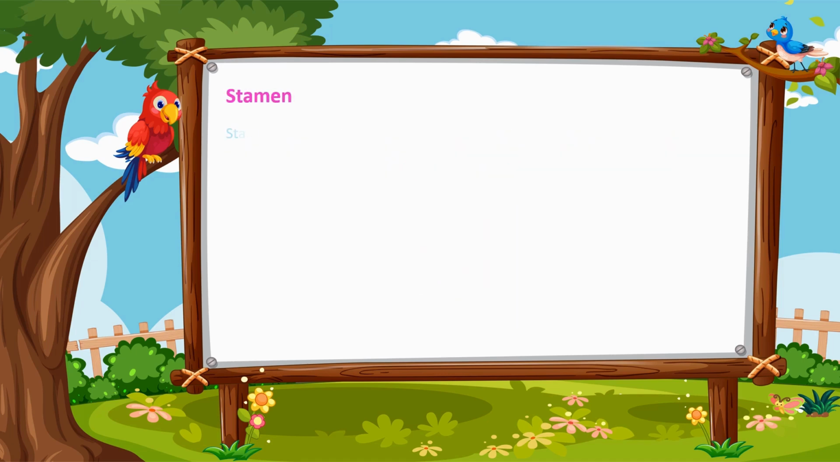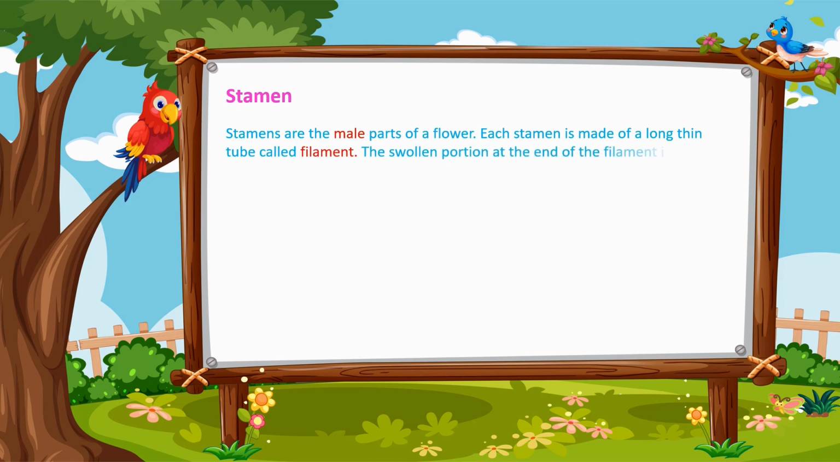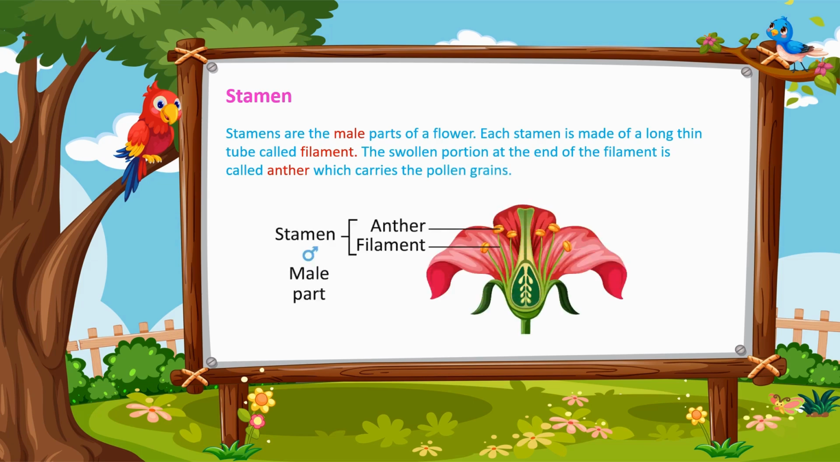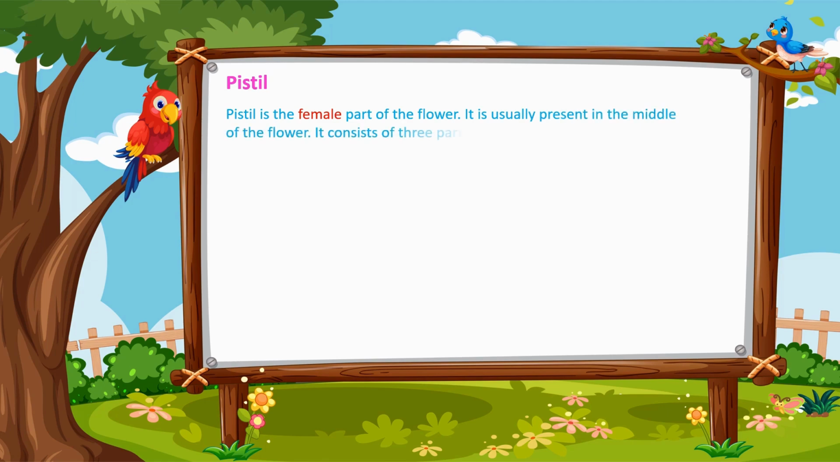Stamen. Stamens are the male parts of a flower. Each stamen is made of a long thin tube called filament. The swollen portion at the end of the filament is called anther, which carries the pollen grains. Pistil. Pistil is the female part of the flower. It is usually present in the middle of the flower. It consists of three parts, namely stigma, style, and ovary.